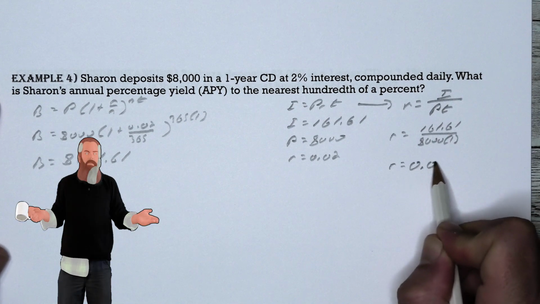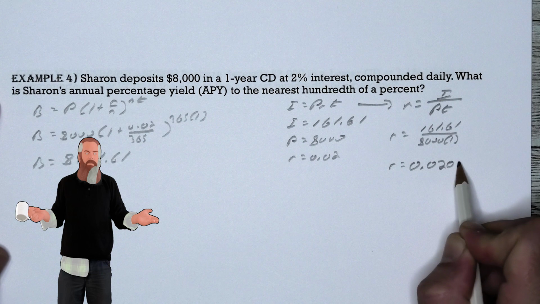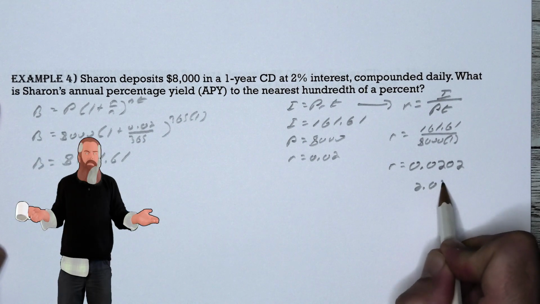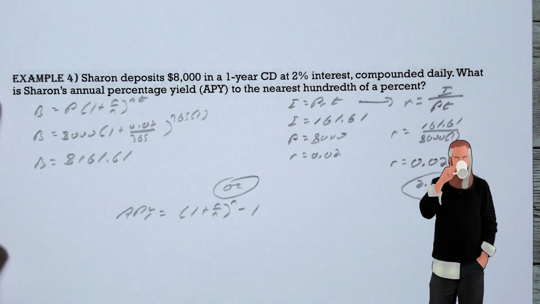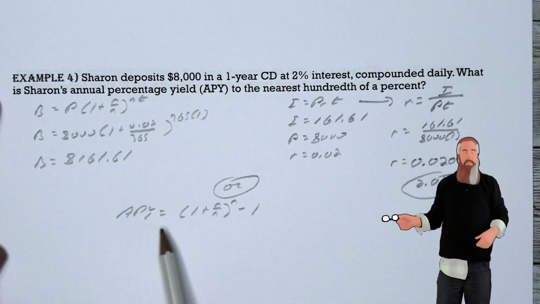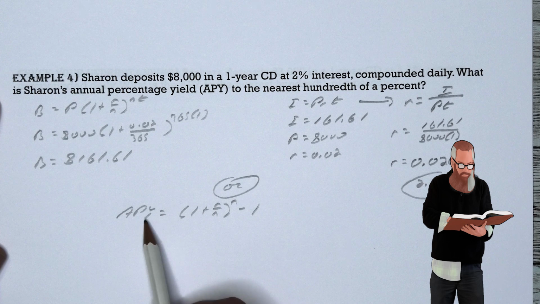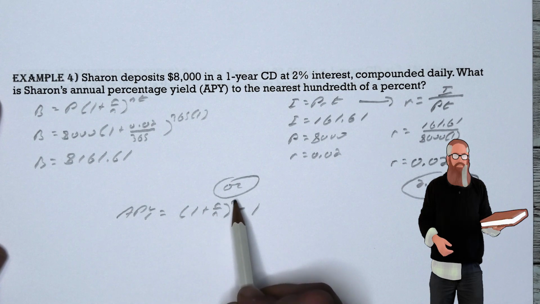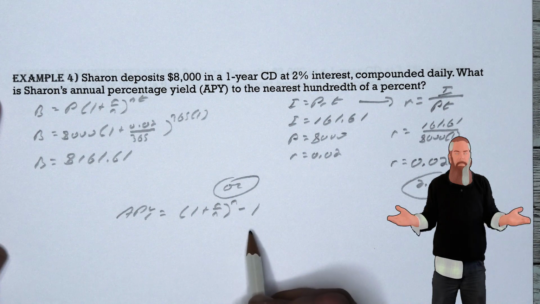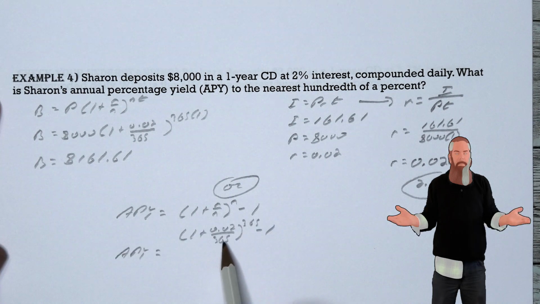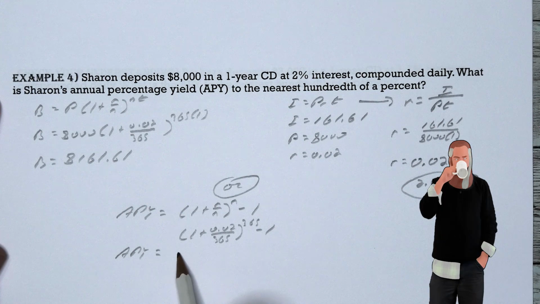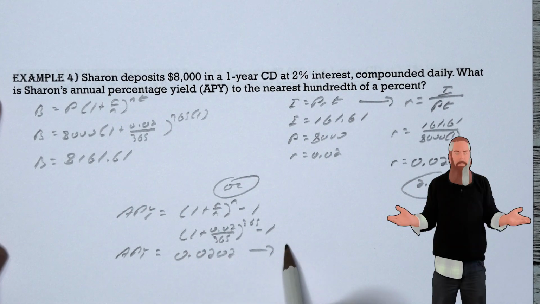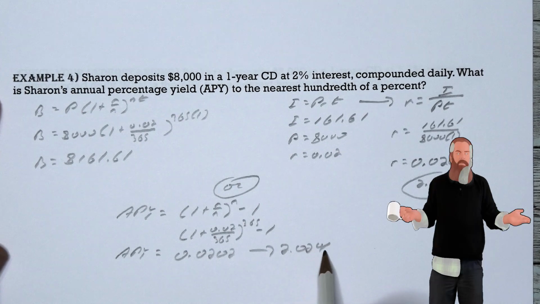Meaning that the annual percentage yield rate would be 0.0202, or 2.02%. Or another way we could do it is by using an annual percentage yield formula, where the annual percentage yield is equal to 1 plus r over n to the n power, and then minus 1. We substitute the values into the equation, and we find an annual percentage yield of 0.0202, which is still 2.02%.